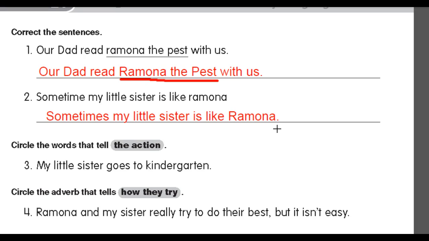Circle the word that tells the action. My little sister goes to kindergarten. Hopefully you all circled goes as the action. Ramona and my sister really try to do their best, but it isn't easy. Okay, so we're looking for an adverb again. The verb here is try. Okay, that's our action. So how do they try? They really try. And there we go. So really is our adverb.